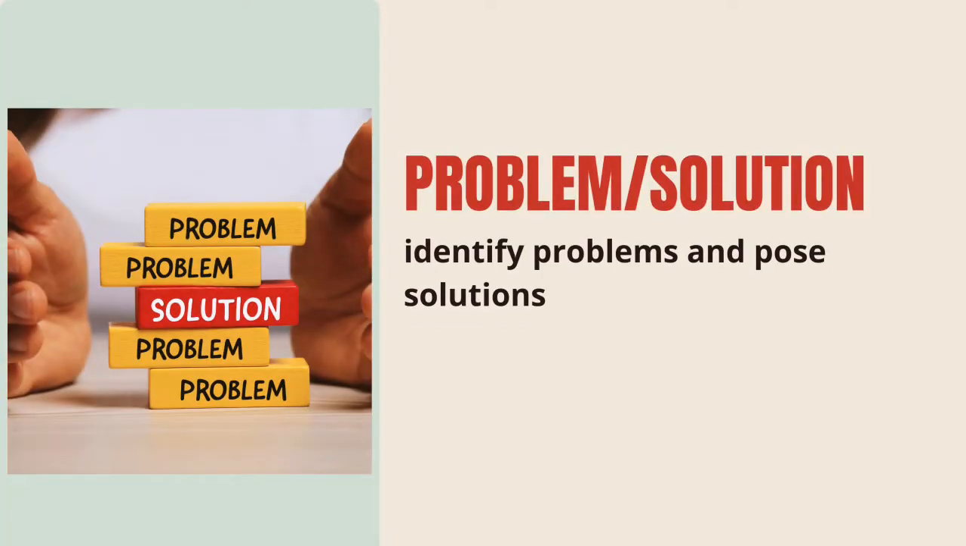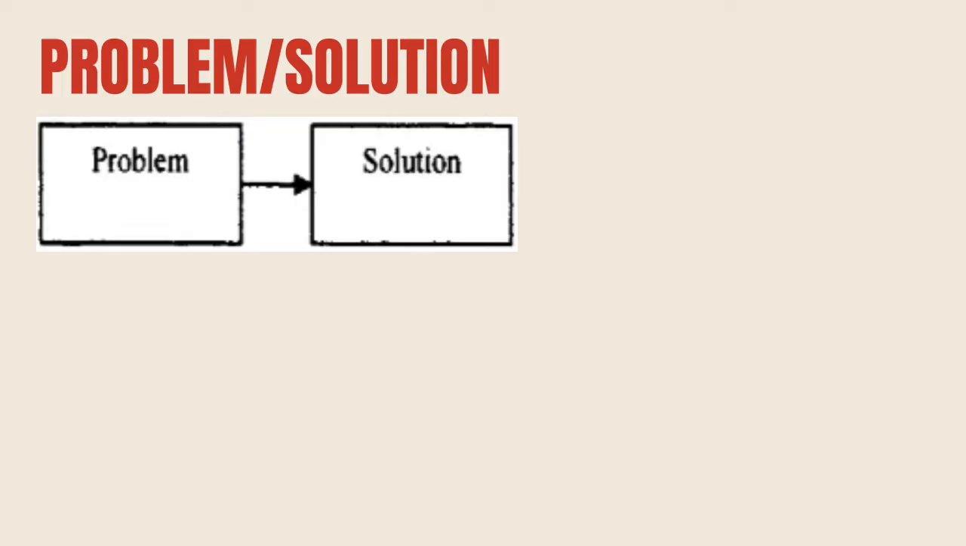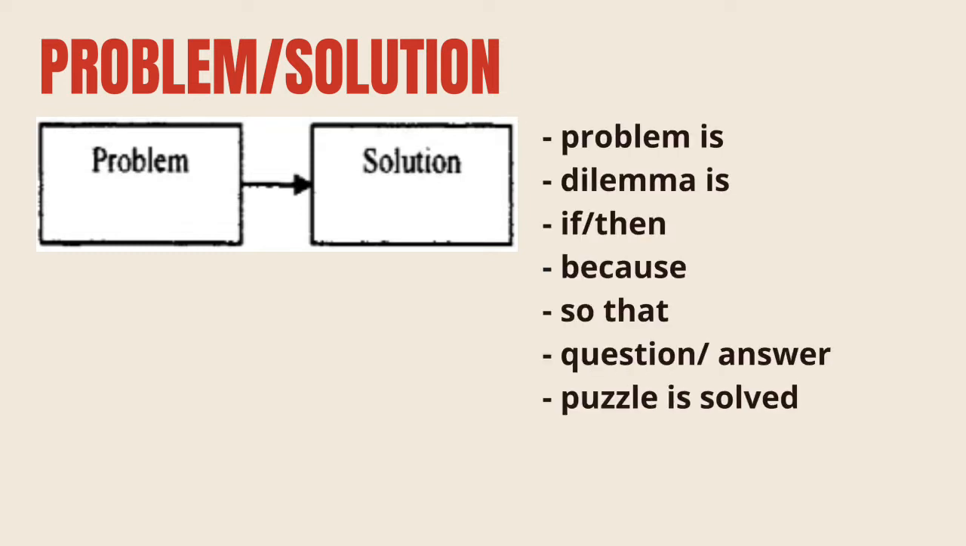Problem solution text structures identify problems and pose solutions to those problems. This text structure uses this kind of graphic organizer where the problem is being given a solution. Now, the words that you can find in a problem solution text are the following: problem is, dilemma is, if or then, because, so that, a question and an answer, and a puzzle is being solved.